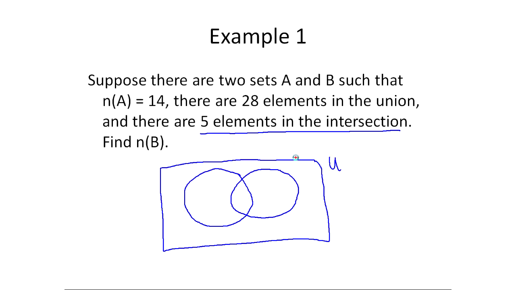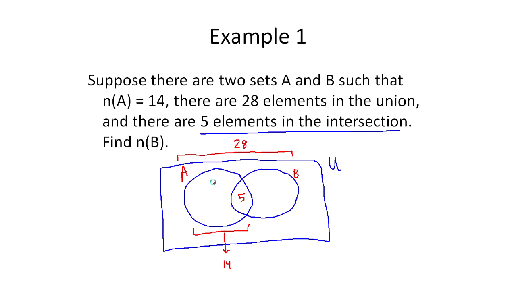So it says, first of all, the size of the set A is 14. Now I'm not going to just write a 14 here because it's the size of the whole set. Remember, A includes the intersection, so I got to be careful. There's 28 elements in the union, so if you include both of these together, there's 28 and there's 5 in the intersection. Okay, I'm going to put that 5 there because that's the simplest place I can start. So I know that the overlap is 5 elements.